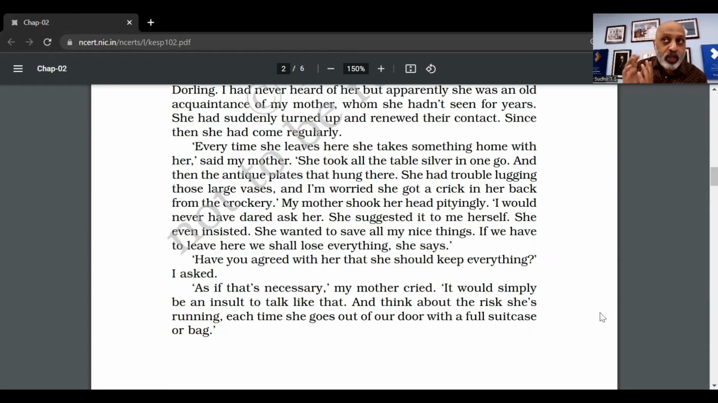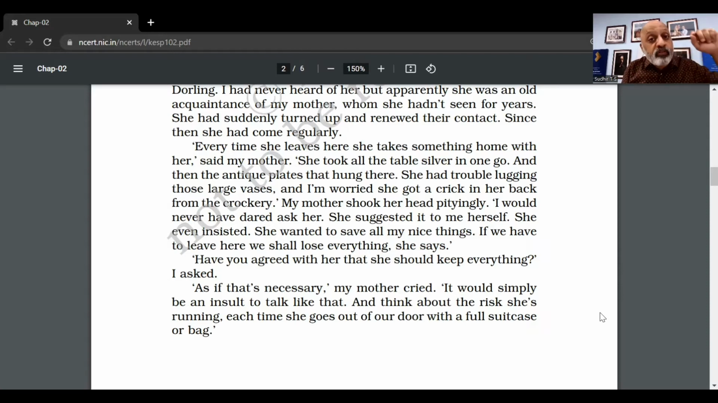My mother shook her head pityingly. That shows how much she must have taken from their house. But her mother, you realize, is a very innocent kind of person. She's not bothered about sending away a lot of her stuff into another person's house who is not a friend but an acquaintance who has only recently established contact again. But she's more worried about the fact that she has hurt herself as a result of having to carry that huge luggage. If we had to leave here, we shall lose everything, she says.